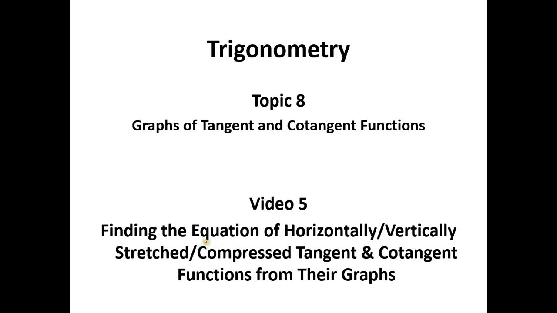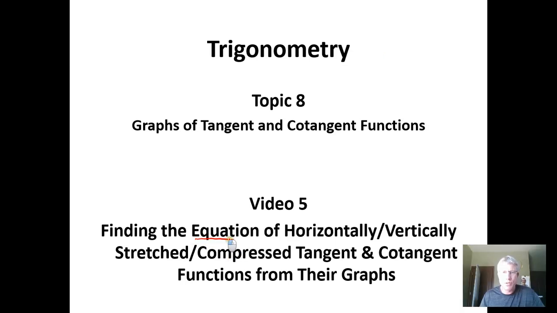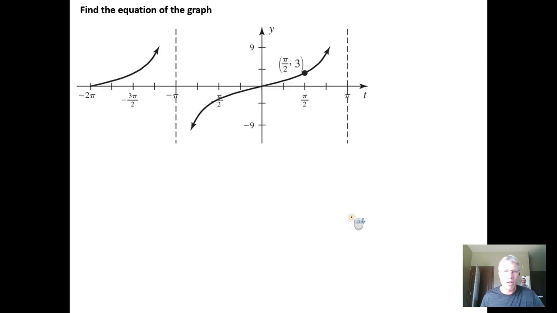So in this video we're going to look at finding the equations for tangent and cotangent functions that have been horizontally or vertically stretched or compressed by looking at graphs of those functions. So the key is to look at the graph that you have, and if it is a graph that can be modeled using a tangent or cotangent function, your job is to decide which of the two functions is going to most easily be used to model it.